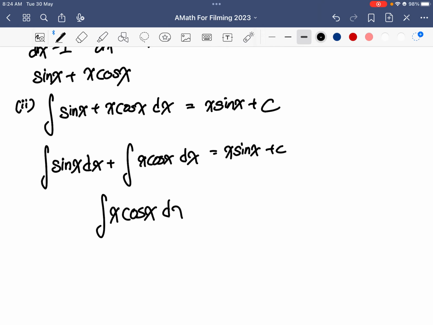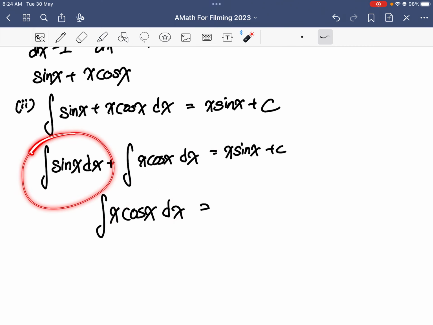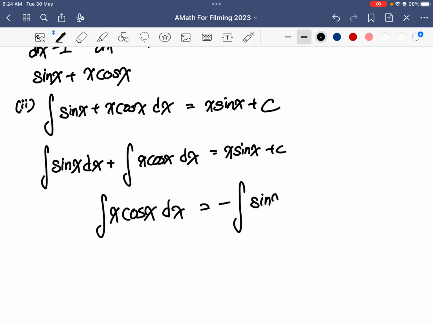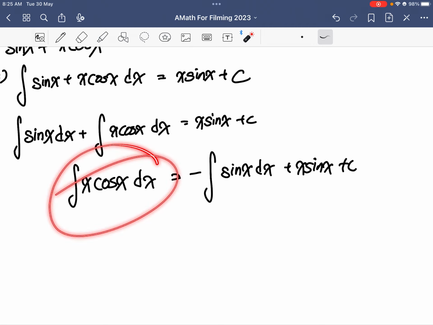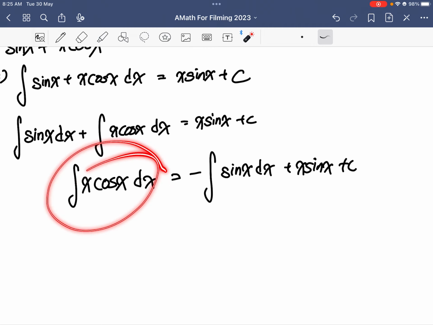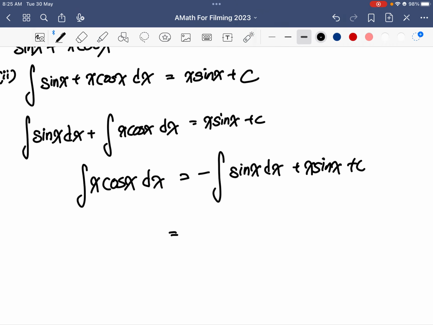Now what I'm going to attempt to do here is to integrate x cosine x with respect to x, which is this part over here. Then I will move the integral of sine x over to my right hand side. So I get negative integral of sine x with respect to x plus x sine x plus c. Notice that I have aligned what I need to do, so I just need to integrate. This is what I'm trying to find, and this is the equivalence on the right hand side.